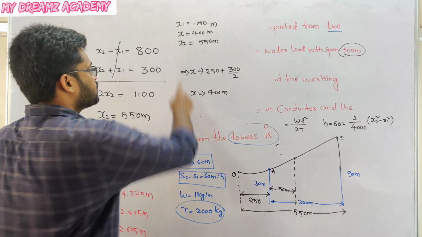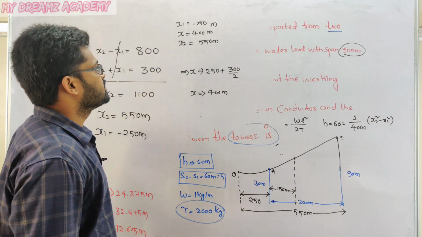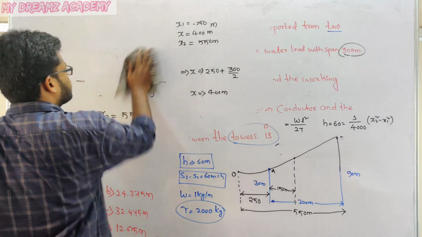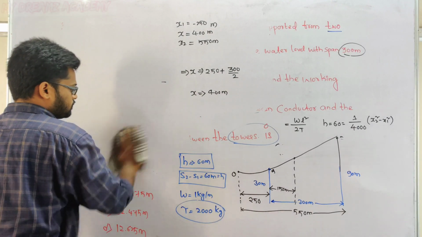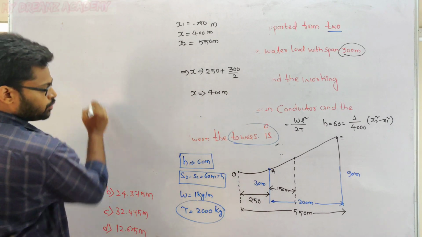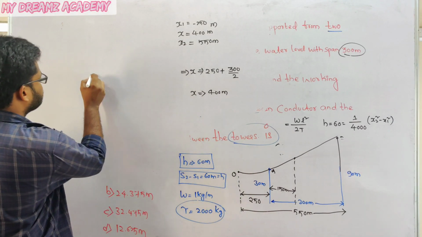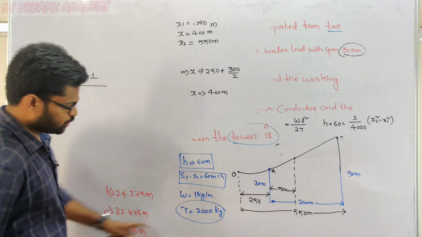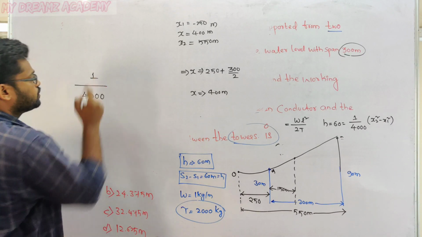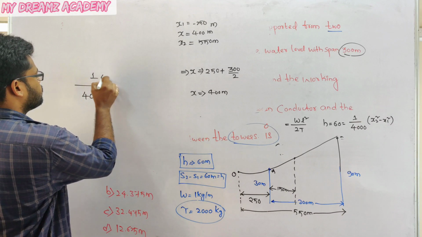Now, I would like to calculate the sag at this place, that is at x equal to 400 meters. I will calculate now. That is the omega value. What is the omega value? 1 divided by 2T into 400 into x square, that is 400 square.